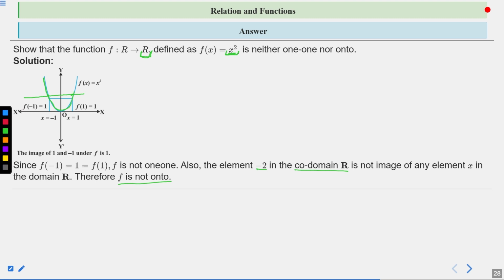Meaning it covers elements on the y-axis. What elements? 0 to plus infinity, while it is not covering the negative real numbers. But in the codomain we already have negatives. So the codomain and range are different sets. So simply you will say that it is not onto. So from the graph you can answer both 1-1 as well as onto.